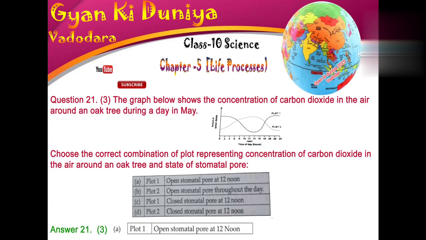Question 21. 3. The graph below shows the concentration of carbon dioxide in the air around an oak tree during a day in May. Choose the correct combination of plot representing concentration of carbon dioxide in the air around an oak tree and state of stomatal pore. Answer 21. 3. A. Plot 1. Open stomatal pore at 12 noon.